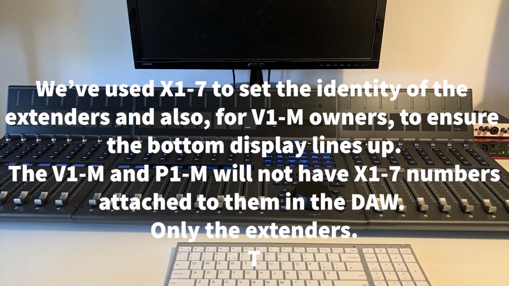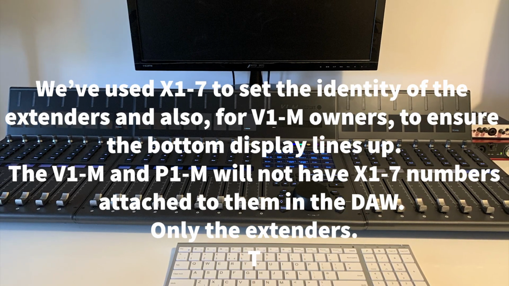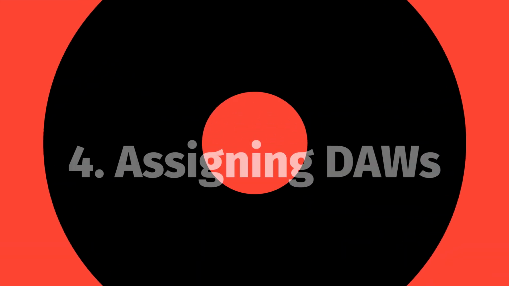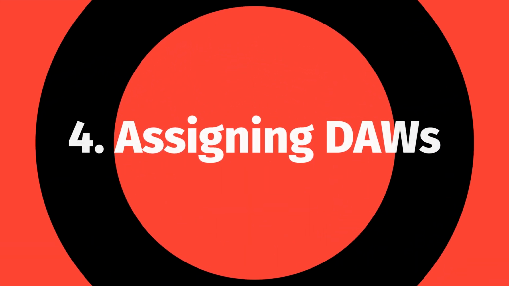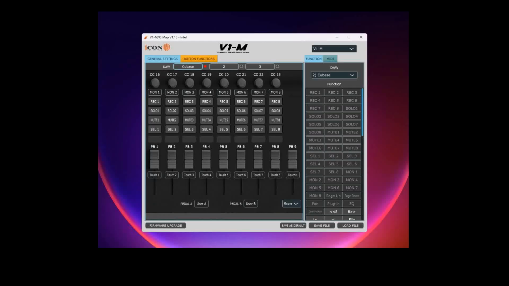So let's do that. Section 4. Assigning DAWs. In order to progress through this section, you will need to download and install the iMap. The iMap is available on the product page of your device. It's an easy install, so it should not take long. The iMap is where you can make changes to your device, update firmware, and it also helps the extender and main unit communicate with each other and the DAW.